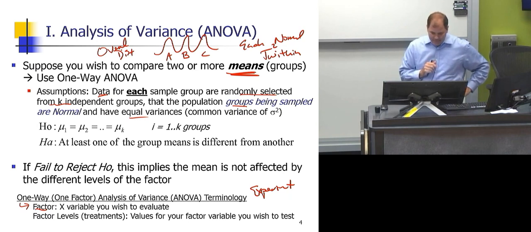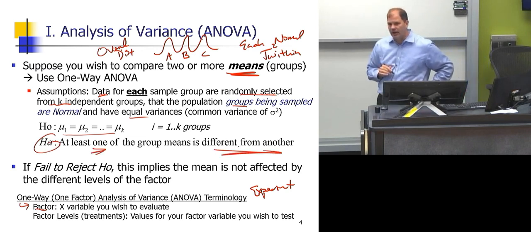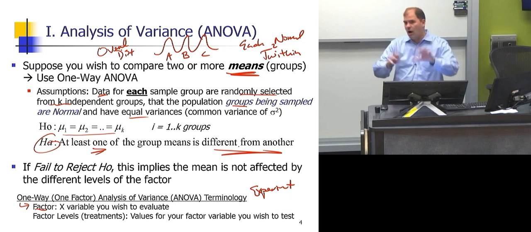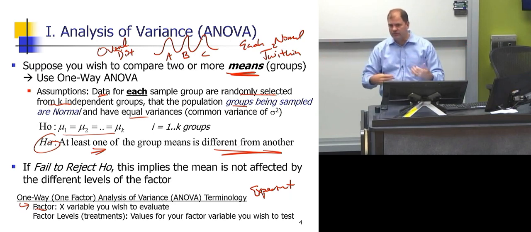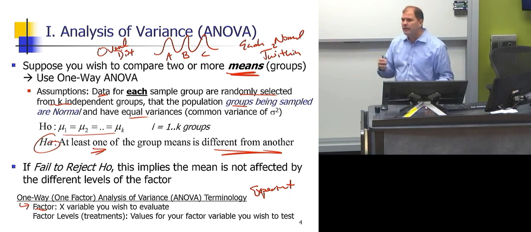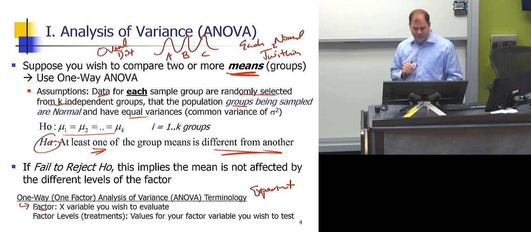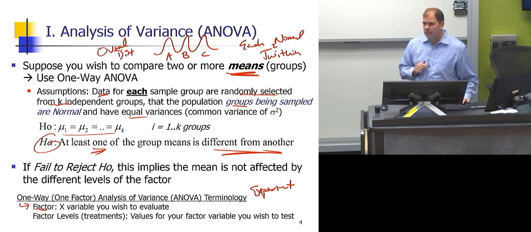When we test, we're going to test if they're all equal versus at least one is different from another. We are not going to say that they're all different from each other, right? We're just going to look to see if one among the group is evidence to say they are different from another. If you fail to reject the H0, then you would imply that the overall mean is not affected by the different levels. We okay so far?